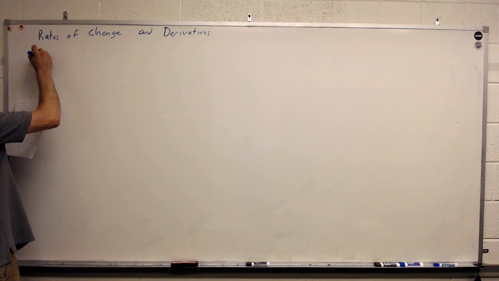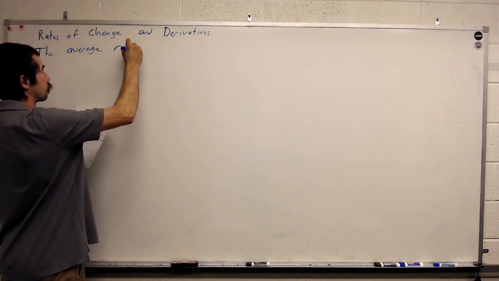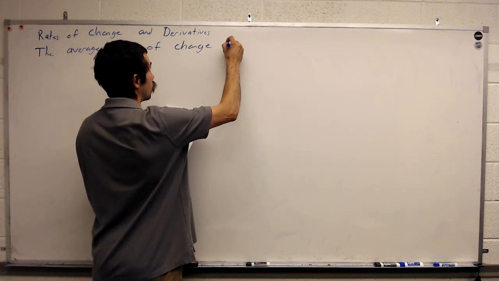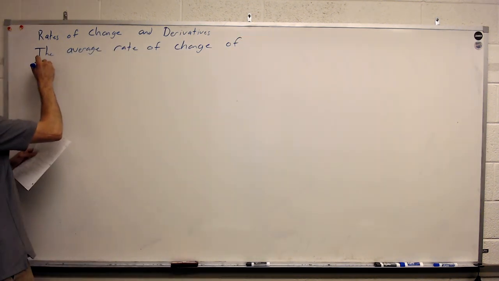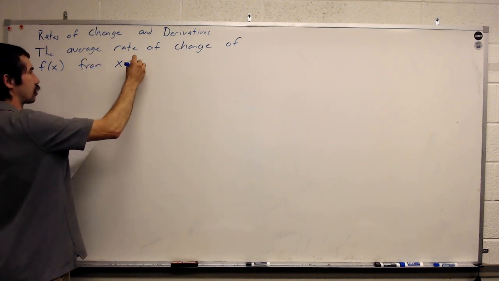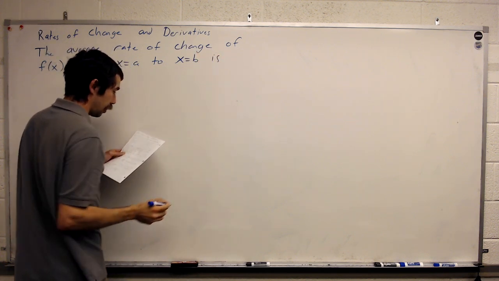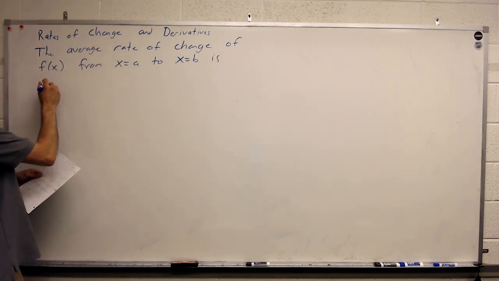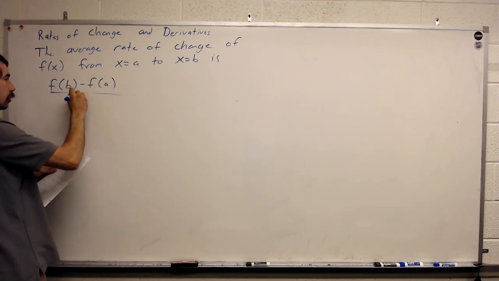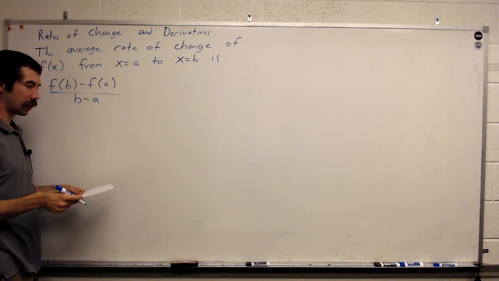So the average rate of change of a function from x equals a to x equals b is this value. It's f of b minus f of a over b minus a. So where does this even come from, right? This looks like I just pulled it out of thin air.